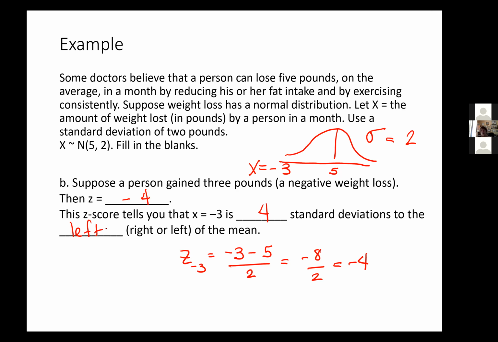So if your z-score is negative, that means you're to the left of the mean. If your z-score is positive, you're to the right of the mean. If your z-score is negative, you're that many standard deviations below the mean, to the left. If your z-score is positive, you're that many standard deviations above or to the right of the mean.